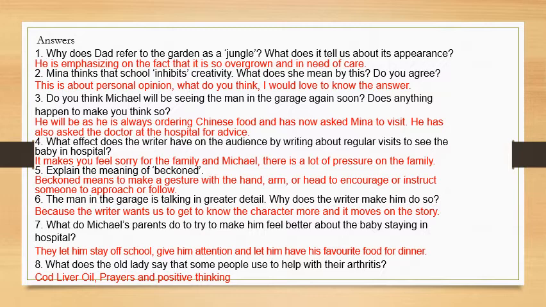And number 8, what does the old lady say that some people use to help with their arthritis? They've got cod liver oil, prayers, and positive thinking. Okay, so pause the video here and tick and correct where necessary. We are now going to move on to the next set of questions.